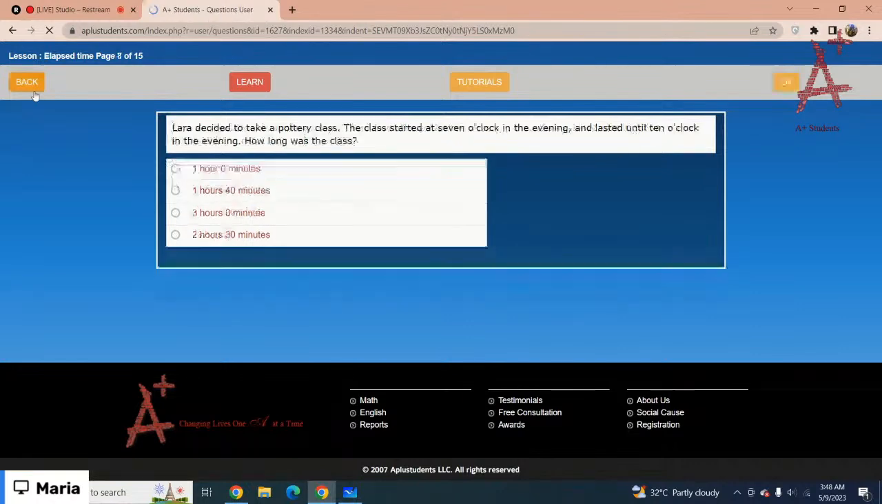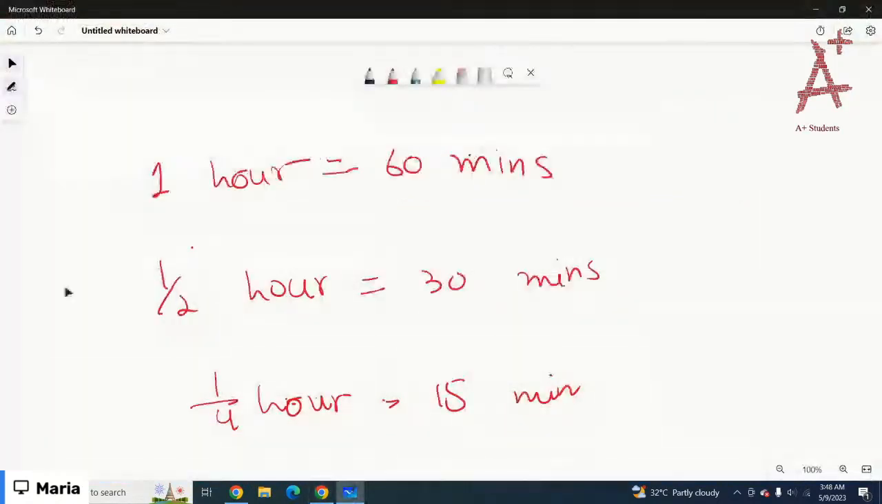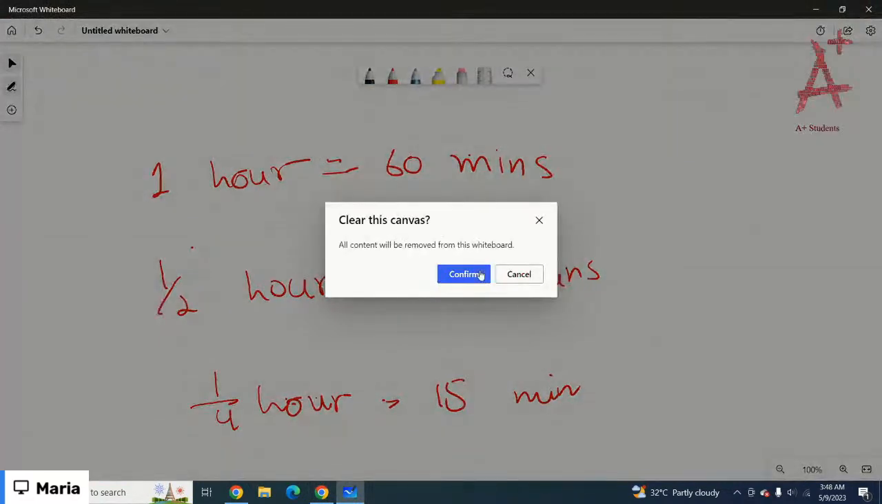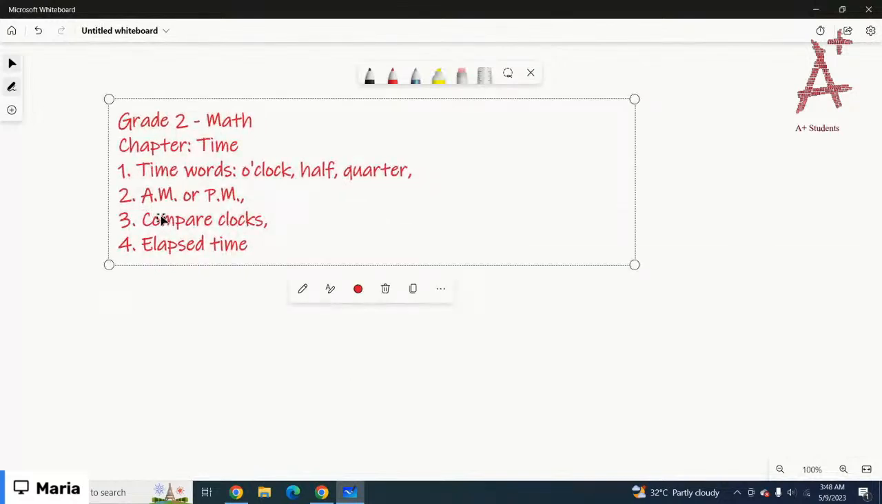Okay, you can complete the test by yourself later today. So, we were working on grade 2 maths. The chapter we're working on is time, and we have covered these lessons: time words, o'clock, half or quarter, AM or PM. Then we did compare clocks, and the one we just completed is elapsed time. So please make sure before the next session you complete all the test questions for the lessons we did today. If you need more help with any of the lessons, you can contact any tutor on Skype. They are available from Monday to Friday, 5 to 9.